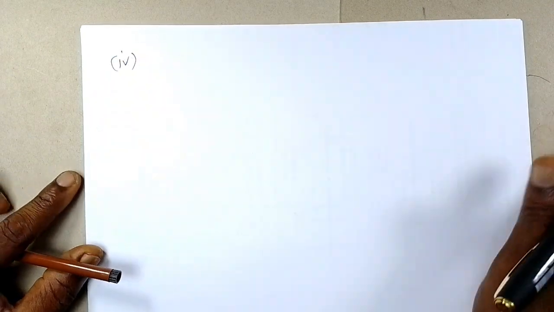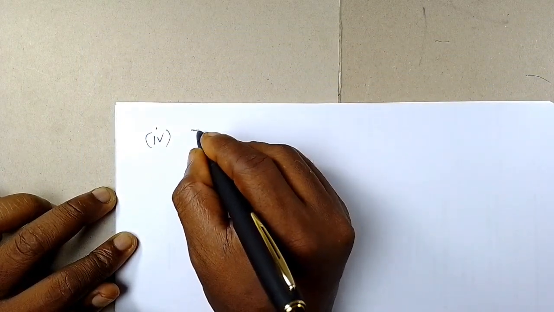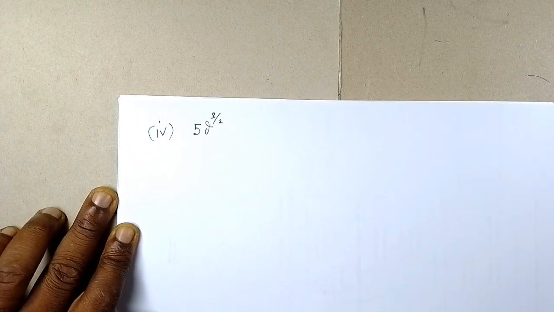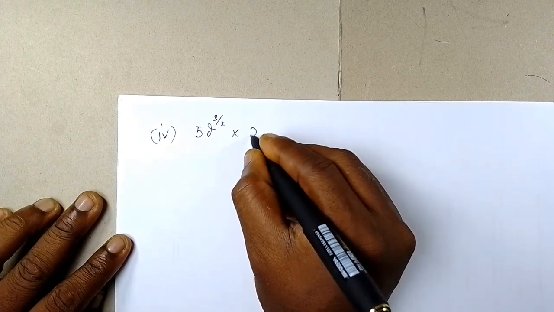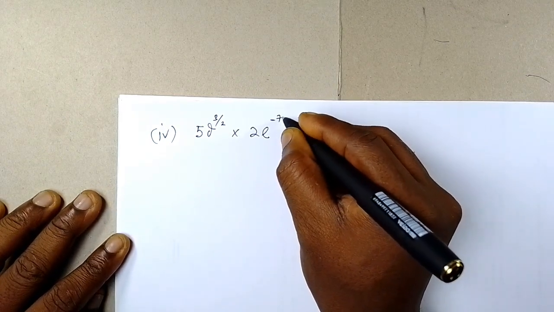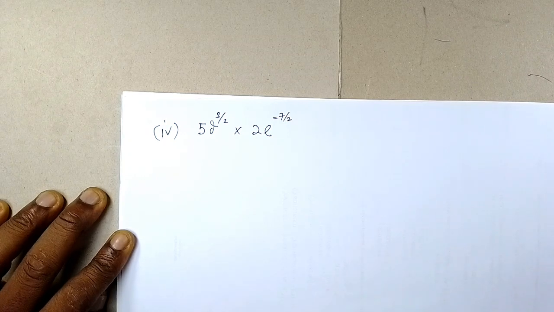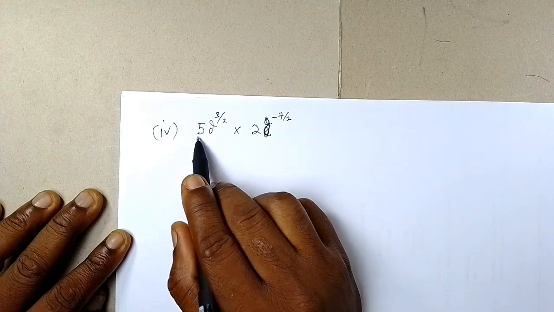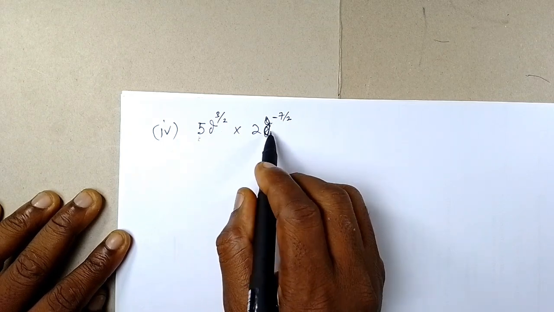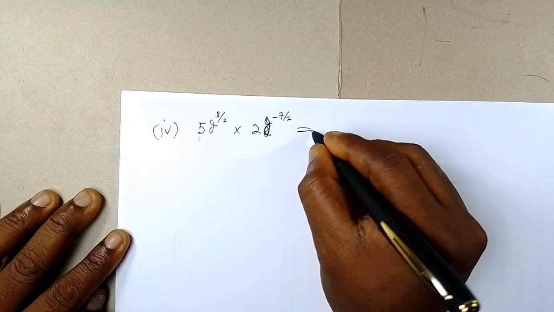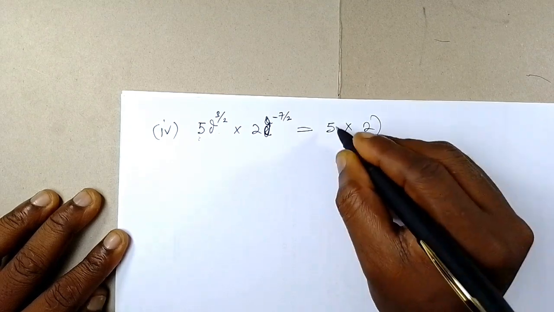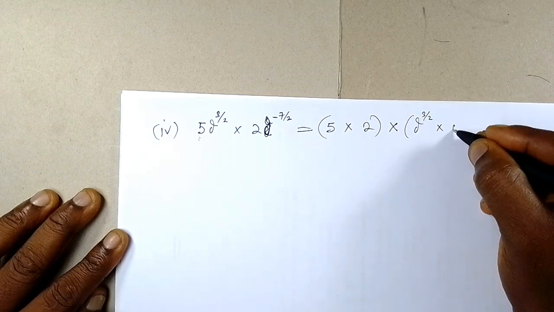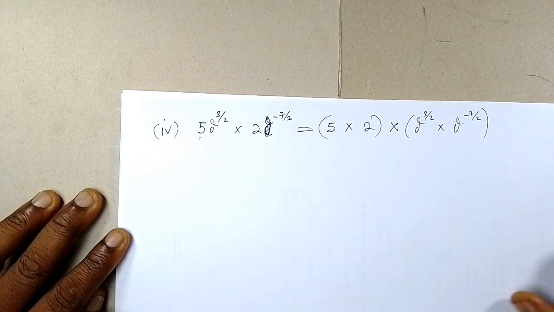Number 4. So for number 4, we are asked to simplify 5d raised to the power 3 over 2 times 2d raised to the power minus 7 over 2. So let me put this as d. So we are asked to simplify this: 5d raised to the power 3 over 2 times 2d raised to the power minus 7 over 2. So what would you have? Now I will take numbers to numbers. 5 times 2 in one bracket, times d raised to the power 3 over 2 times d raised to the power minus 7 over 2. So that's what I'm going to do.